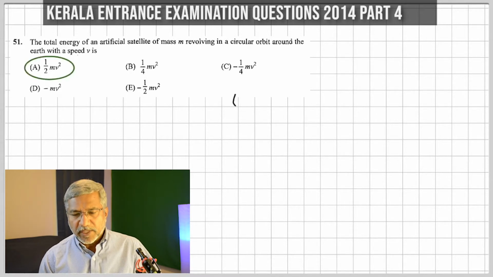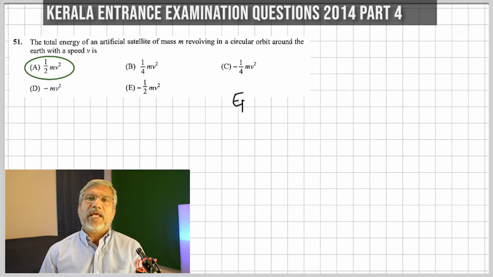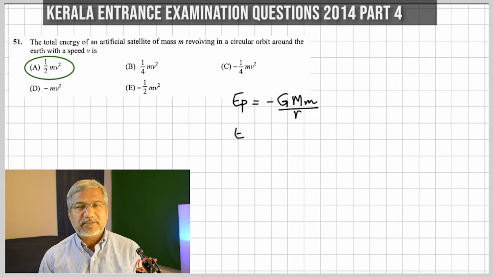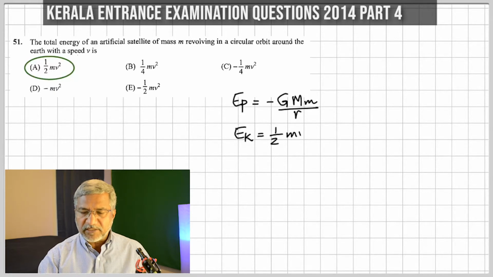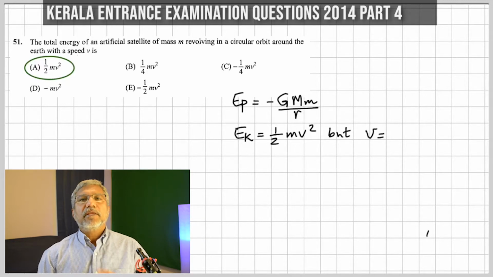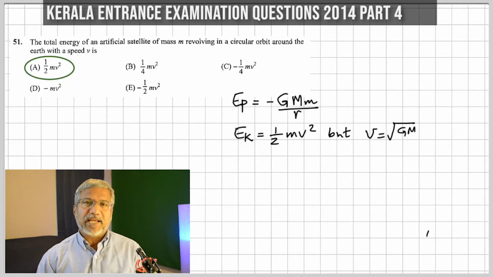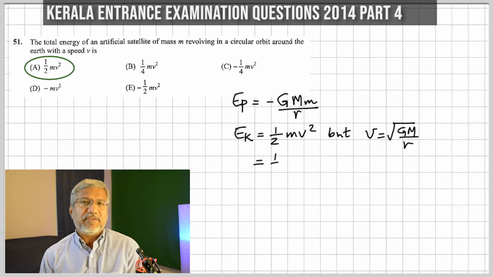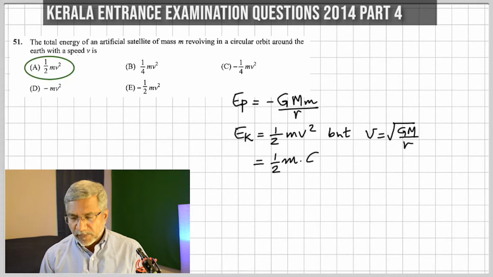So that's why the answer is 1/2 mv squared. That is easy, because that's the formula for kinetic energy: 1/2 mass times velocity squared. But the concept is that when r becomes infinity, EP, potential energy, becomes zero. And therefore, the only energy that the satellite has is kinetic energy. And I'm bringing some math there and trying to show it to you.